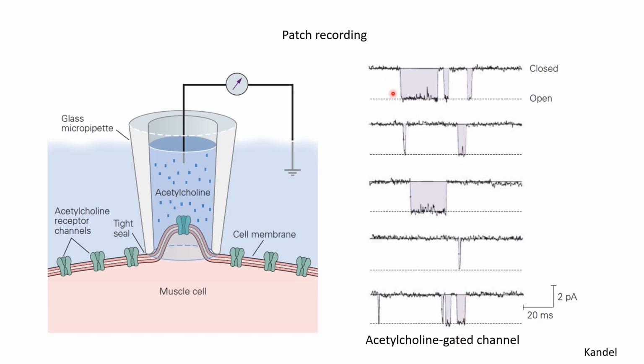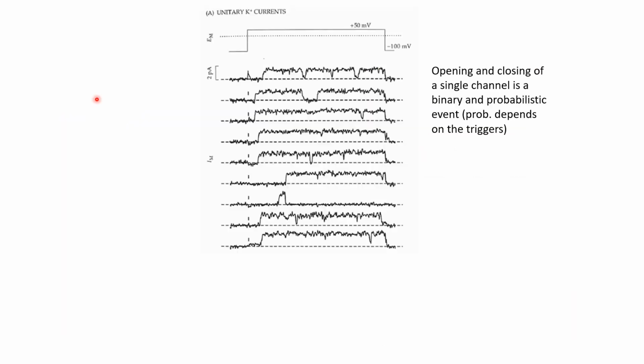And what that tells us is that the opening or closing of the ion channels is a probabilistic or a stochastic event. So it can happen whenever the neurotransmitter happens to bind to the ion channel, and then the channel can close again after some time spontaneously. But it is also a binary event, so it's either in the closed state or in the open state. But we don't see the currents at intermediate levels.